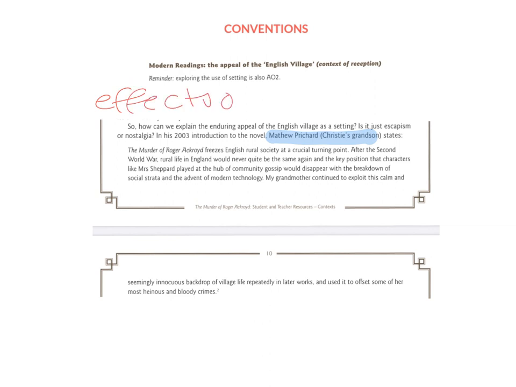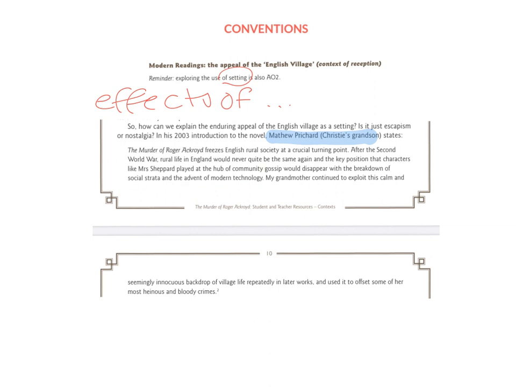So the murder of Roger Ackroyd freezes English rural society at a crucial turning point, Pritchard is arguing. After World War II, rural life in England would never quite be the same again, and the key position that the characters like Mrs. Shepherd played at the hub of community gossip would disappear with the breakdown of social strata and the advent of modern technology.